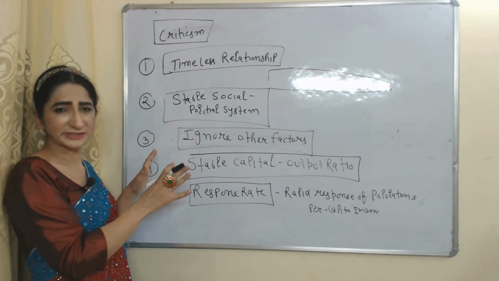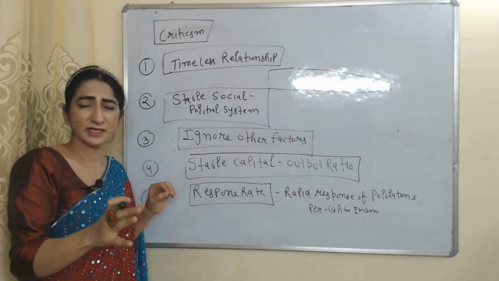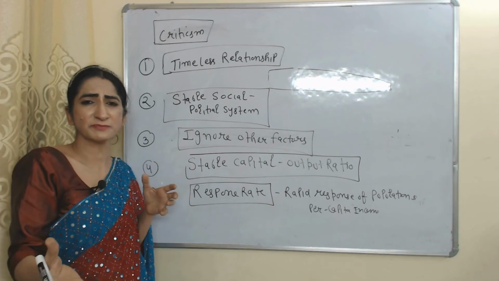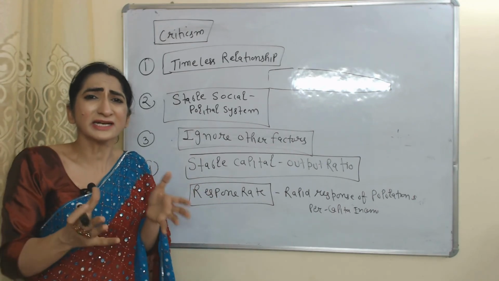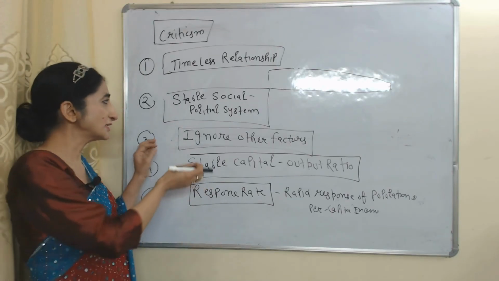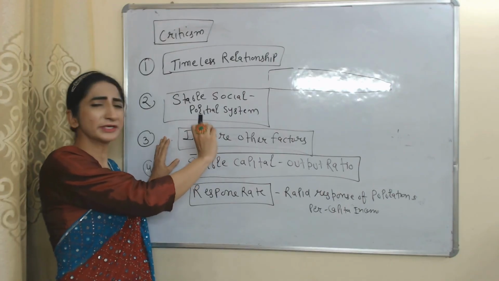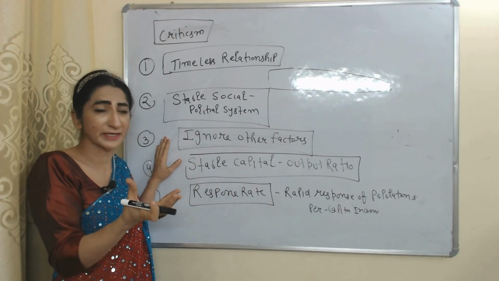Now we will see criticism. This theory assumes a timeless relationship. It means this theory describes a timeless relationship between population growth, per capita income and investment. It means it is not clearly defined whether these relationships are short time period or long time period. This theory assumes a stable social political system, but this is not true, especially in economies with low per capita income.